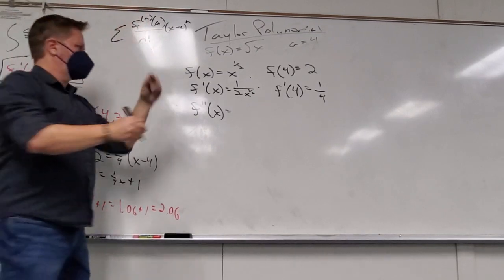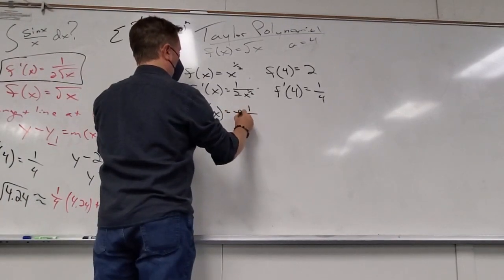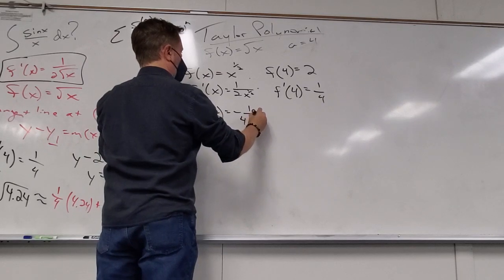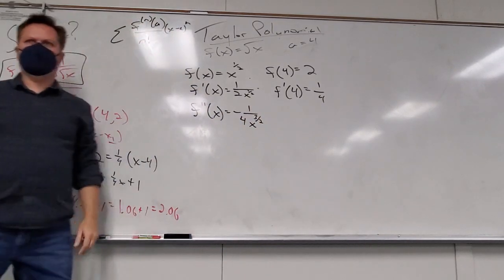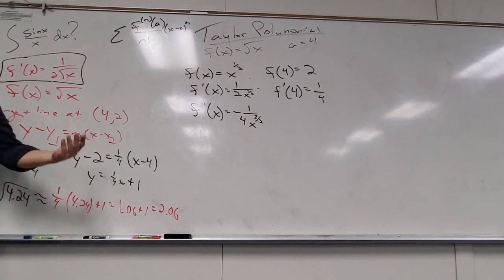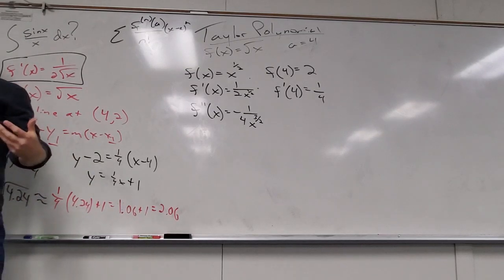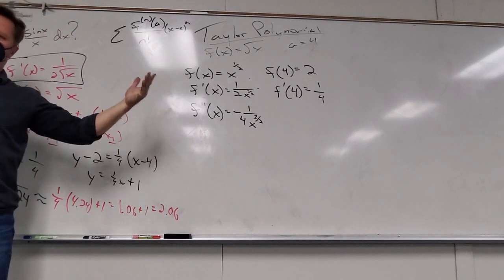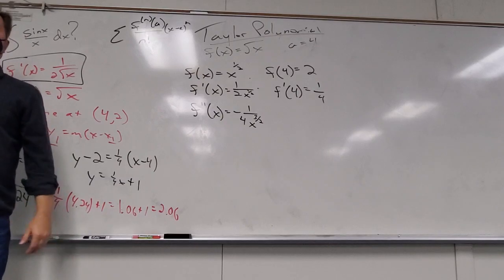Negative 1/2 comes down? Yeah, negative 1/4, and times x to negative 3/2 prime. So it'll be positive 3/2 on the bottom. Is that cool? You guys all with me? I'm just doing derivatives, so if I ask you to do several derivatives, you're like, yes, please. Should be anyway.